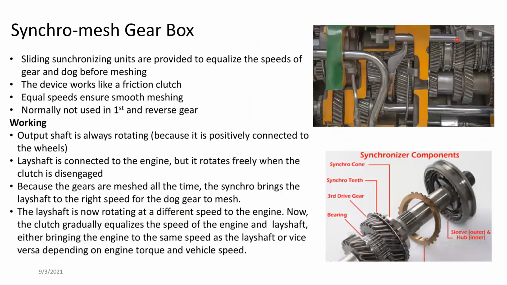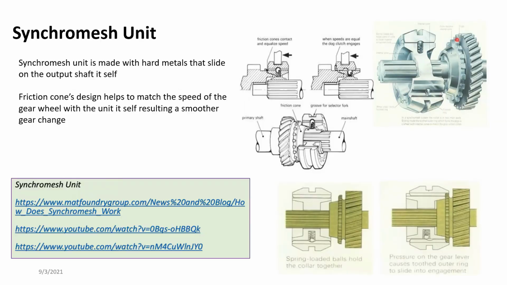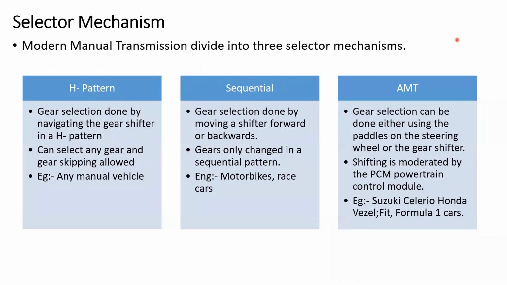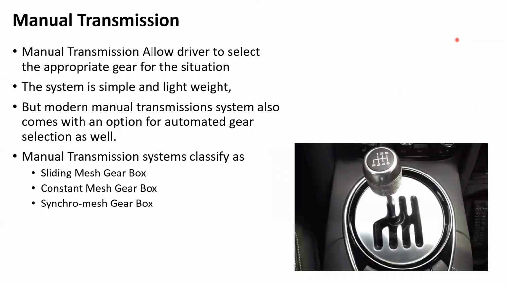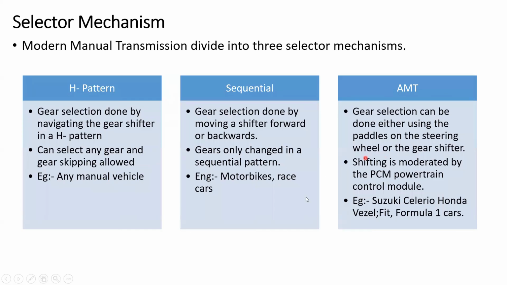Whatever the gearbox type is, there are a few gear selector or gear changing mechanisms. If we start from the first one, we have the H pattern. H pattern is this one over here. You can see it looks like an H, right? That's the H pattern. I forgot to put a picture here. It's okay. H pattern gears are changed by navigating the gear selection shifter in a pattern similar to an H, right?